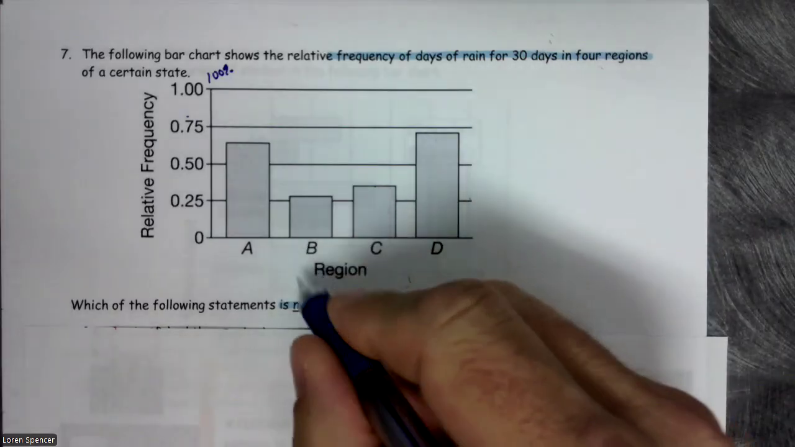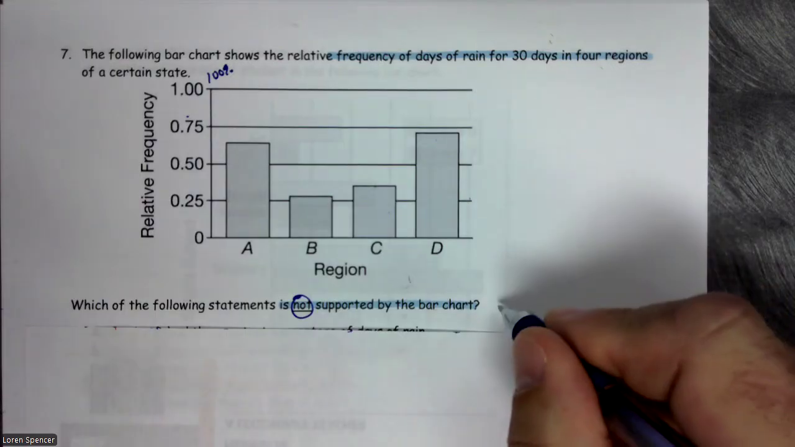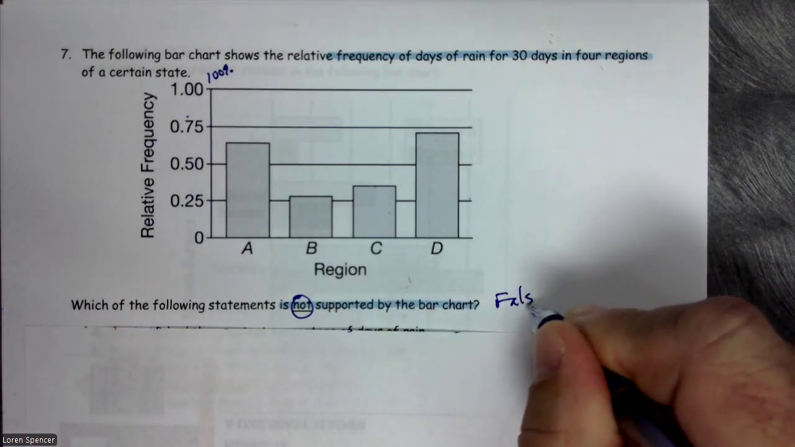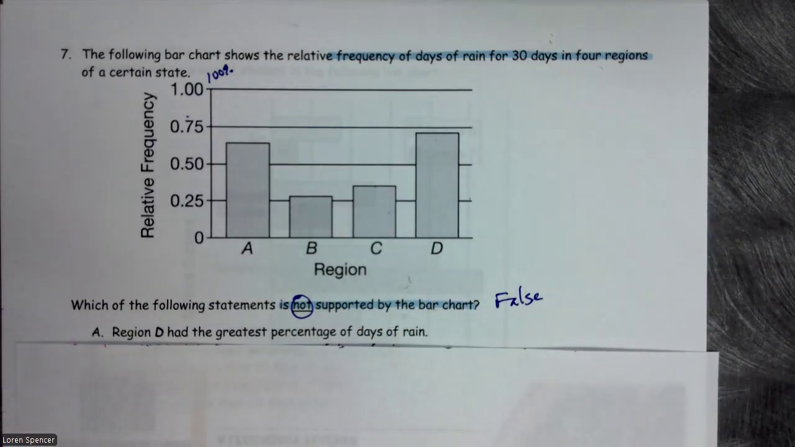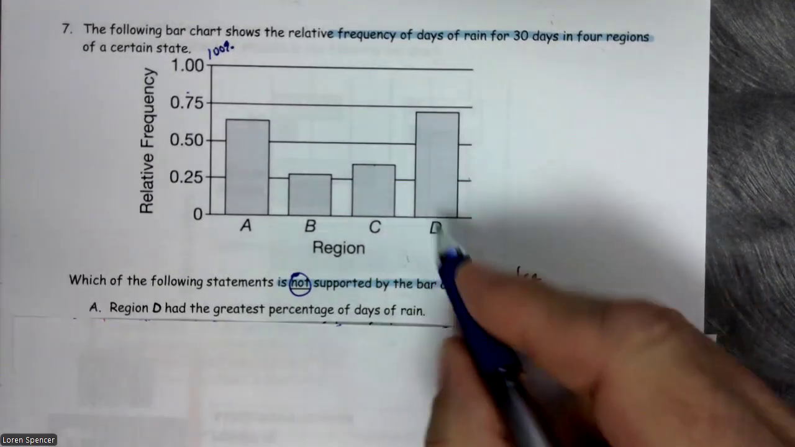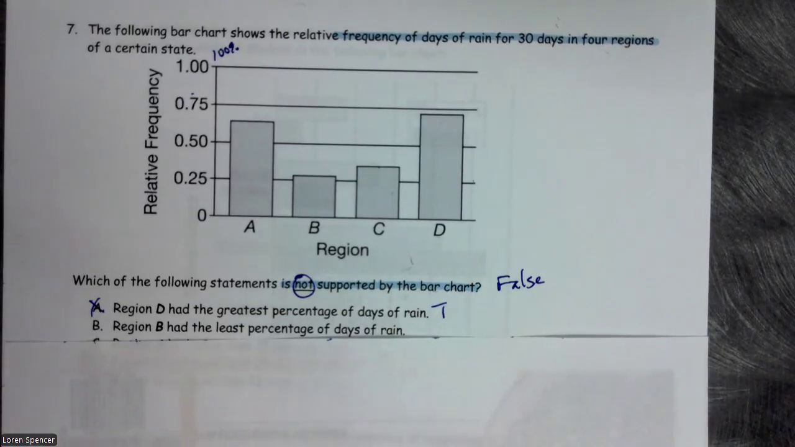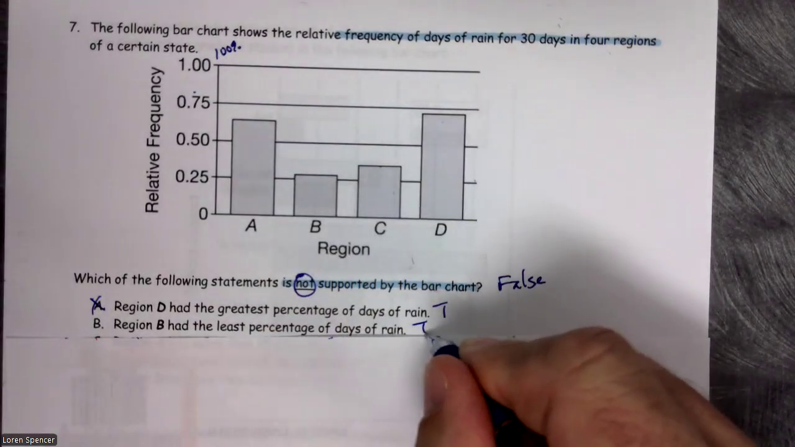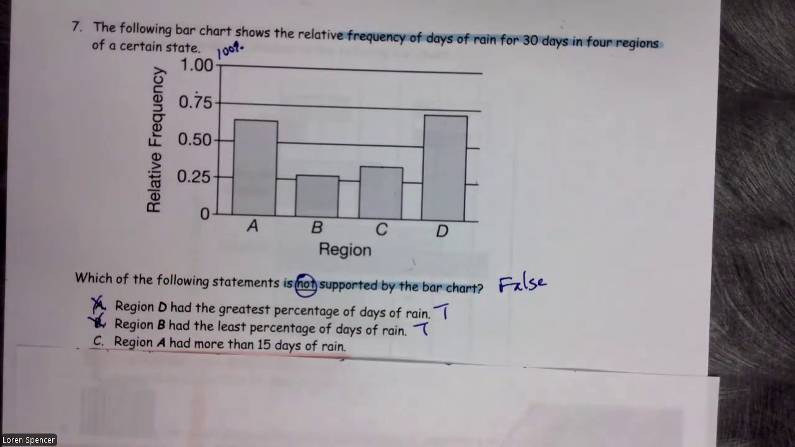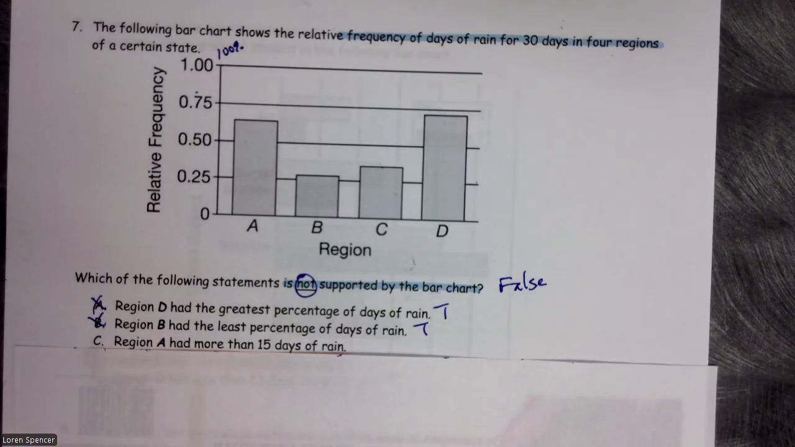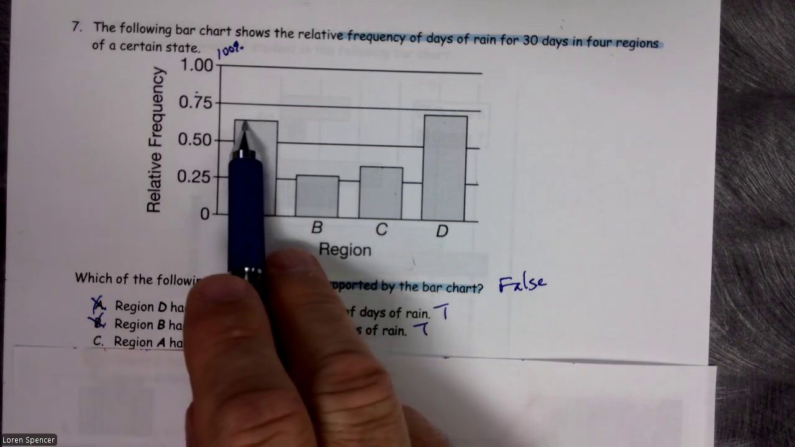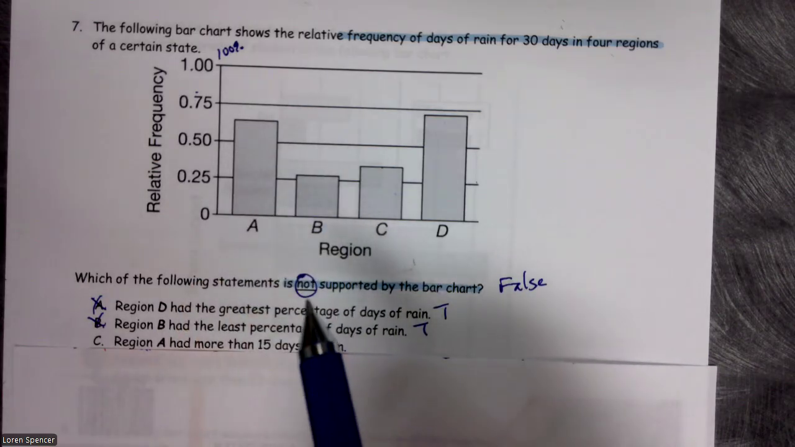Which of the following statements is not supported? So we're looking for a false statement, okay? Region D had the greatest percentage. That's true. That's not what we're looking for. Region B had the least percentage. That's true. That's not what we're looking for. Region A had 15 more days of rain. Well, I don't know. Let's see.